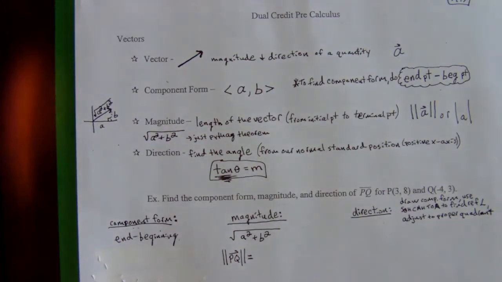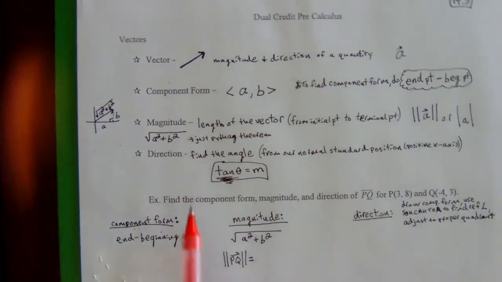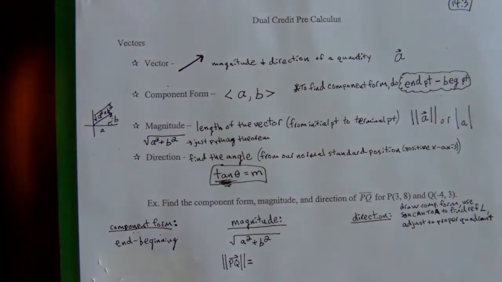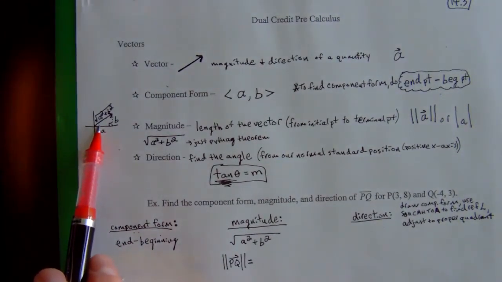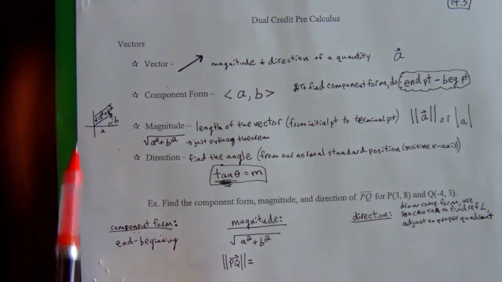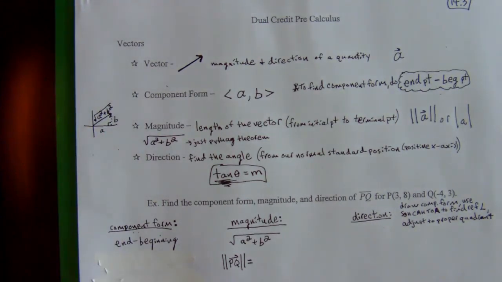To find the direction, that's when we want to find the angle. And we already know how to do this. You did a lot of problems where you're drawing triangles and finding the angles. The angle for the direction of the vector is going to be from the positive x-axis. So I would want to know what this little angle up here is. If I'm in quadrant 2, I want the quadrant 2 angle and adjust accordingly.